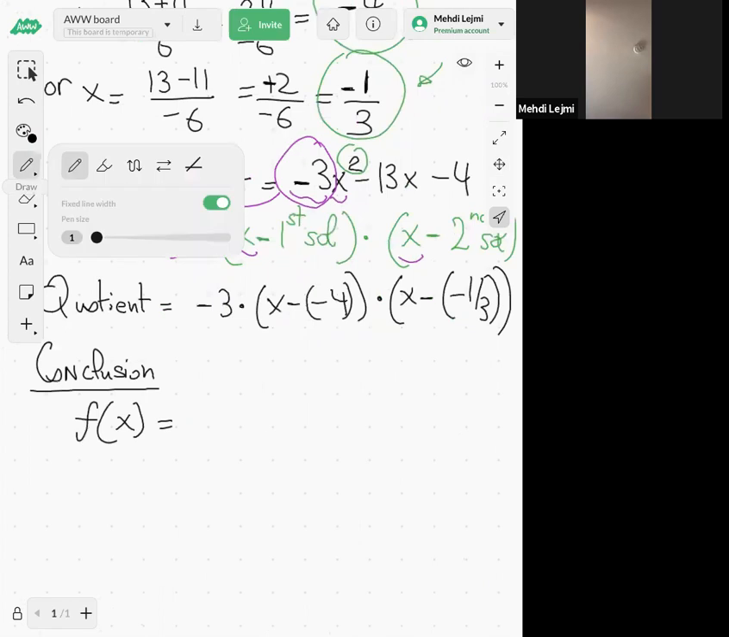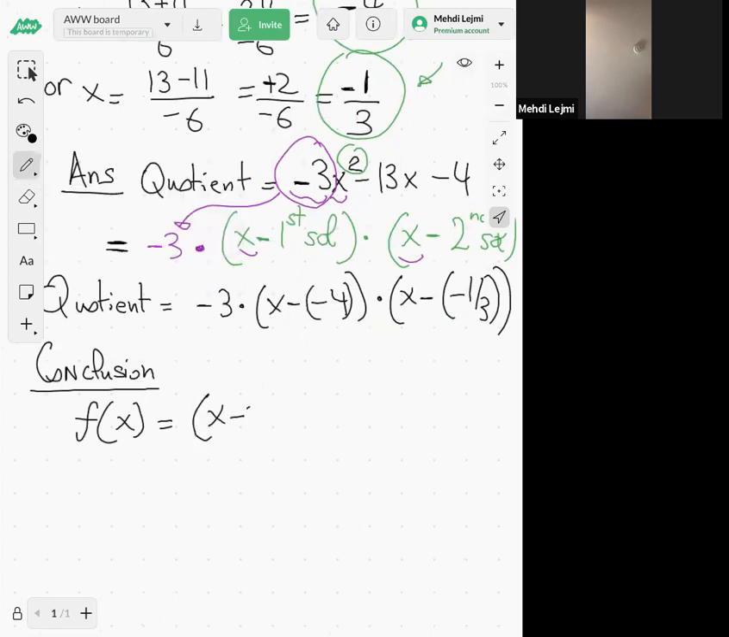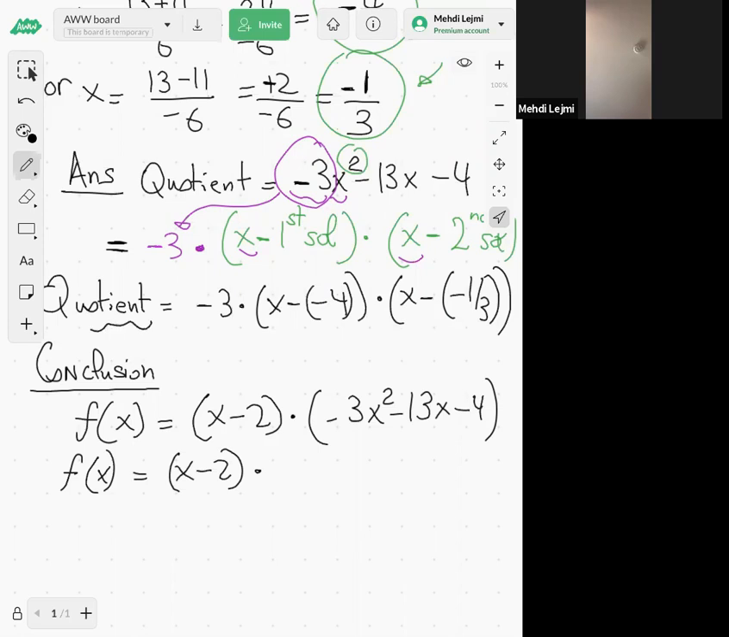So it's x minus 2 times the quotient times the negative 3x squared minus 13x minus 4. But now, from step 3, my quotient turns out to be negative 3 times x minus negative 4 times x minus negative 1/3. Okay. So in other words, for the final answer, I'm going to move this negative 3 to the front.